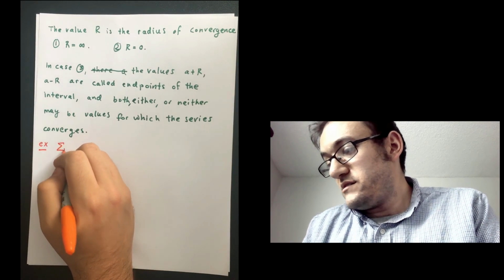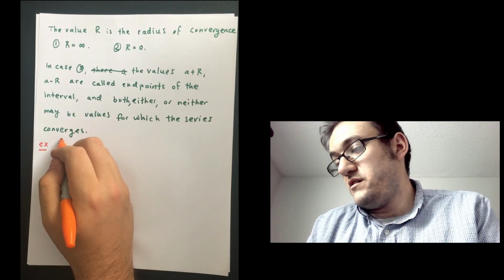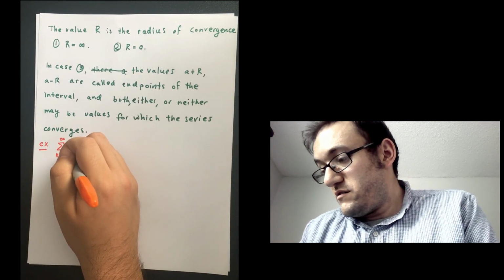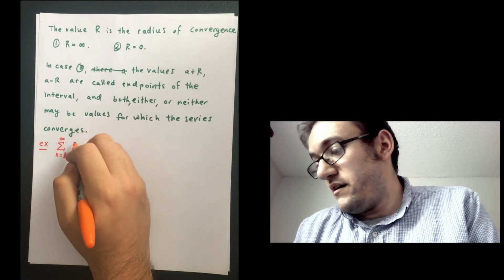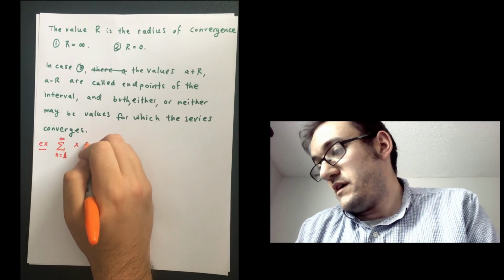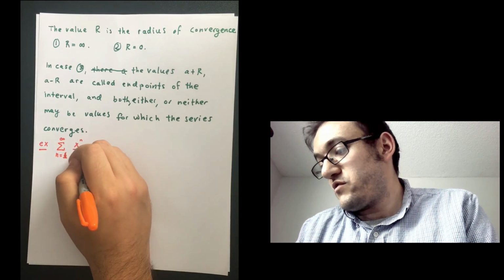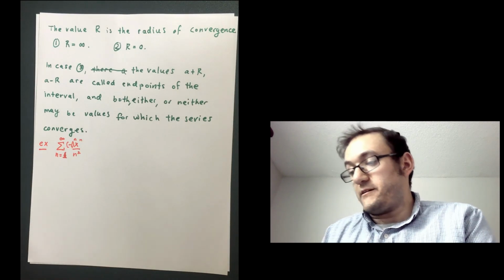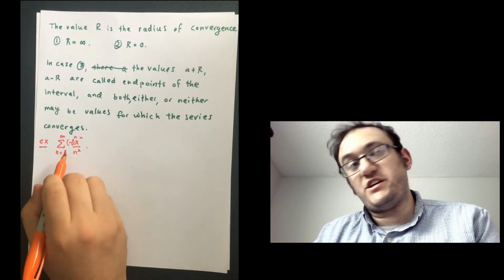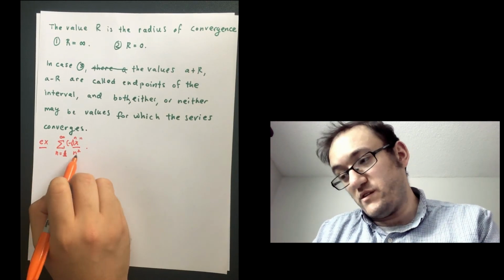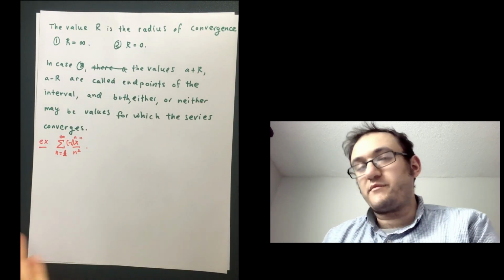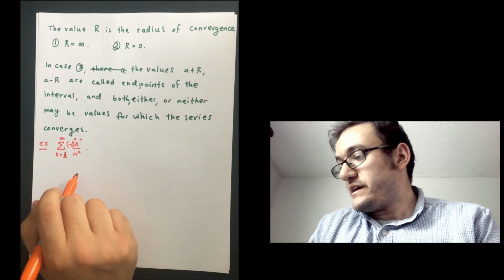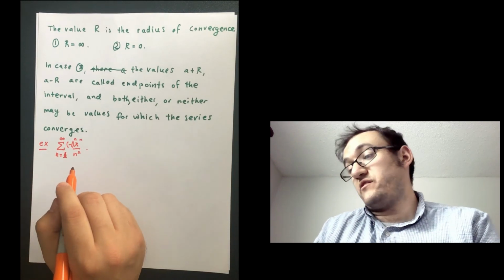Consider the series n equals 0 to infinity. Let's actually start it at 1, of x to the n over n squared, and let's add (-1) to the n on the side there. Okay, the reason I changed n equals 0 to n equals 1 is because I wanted to put this n squared on the bottom there, which would be difficult to do if you have n equals 0. Okay, so let's try and find the radius of convergence.